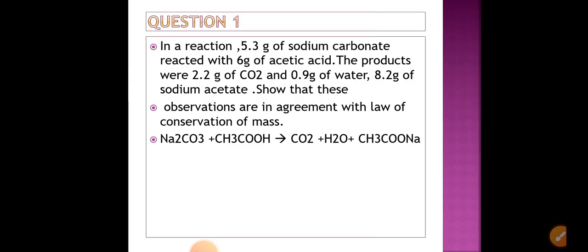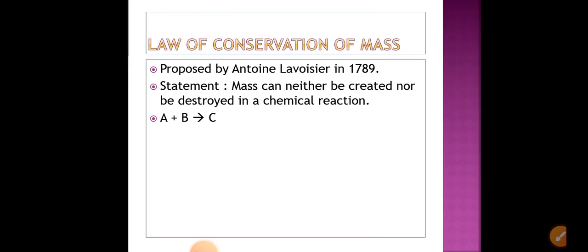So now, what does the law of conservation of mass state and who proposed it? It was proposed by Antoine Lavoisier in the year 1789. According to this, the statement goes, mass can neither be created nor be destroyed in a chemical reaction. Means very simple. The amount of the reactants that we take in a reaction and the amount of product that is obtained should be equal, and it is always true, it is always equal. So this is called the law of conservation of mass.